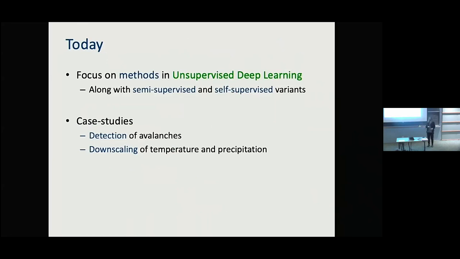The twist I'm going to take is unsupervised deep learning. In hindsight, I probably should have gone before Christian, because I'm going to go at a more introductory level. But it was great with Christian's talk. We saw some examples of designing pretext tasks. So I'm going to talk about unsupervised learning, including in a semi-supervised pipeline, and self-supervision a bit in these 2 case studies, avalanche detection and downscaling of temperature and precipitation.